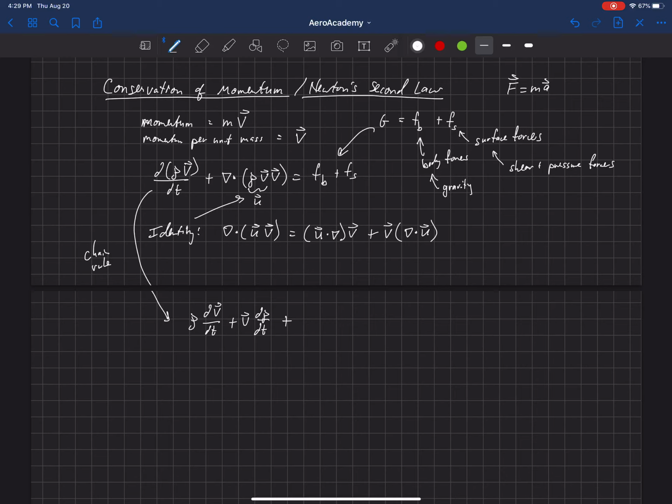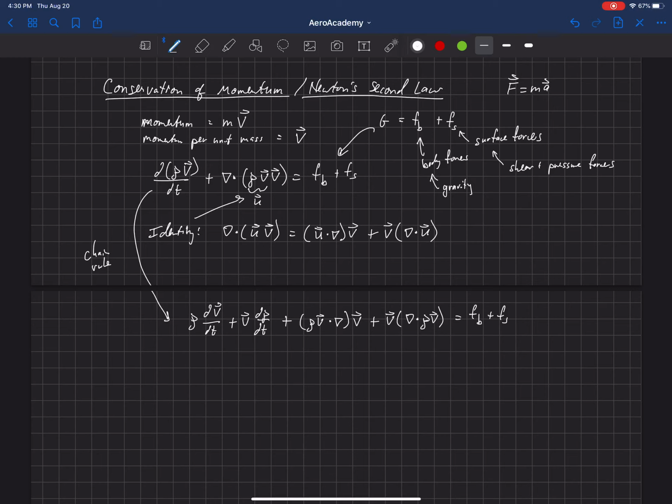We're going to get the u, which is rho v, dot del v, plus v del dot rho v. And remember, rho v is what we've substituted in for u there. So that now is all equal to F sub B plus F sub S.